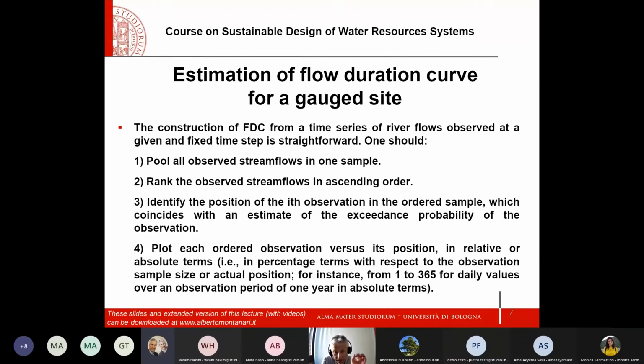You pool them together, and then you rank this pool of observations in descending order, or okay, here it is in ascending. It doesn't make a difference. Let's say that you rank them from the highest to the lowest. I would say that descending order is better than ascending. Okay. So let's assume that we rank them in descending order. Then we have to identify the position of each observation in the ordered sample. So let's suppose that the sample is ordered in descending order. The highest value of streamflow is in the first position. The second highest is in the second position, and so forth.